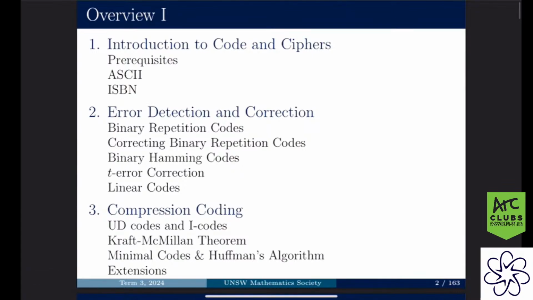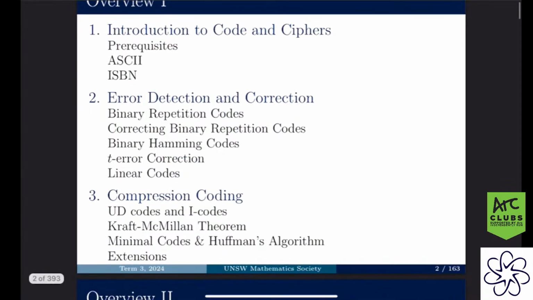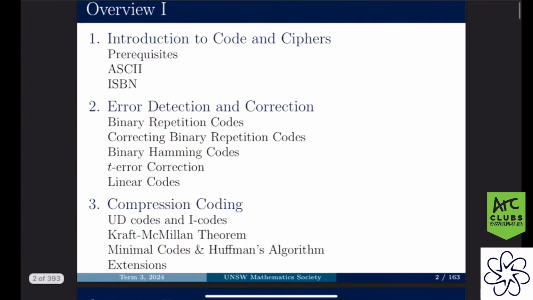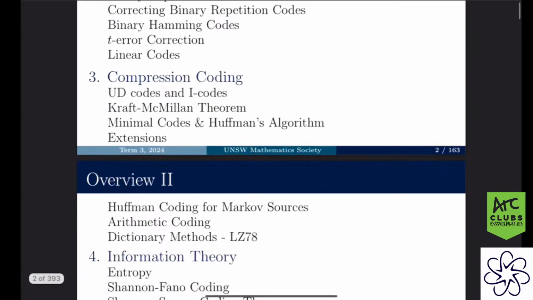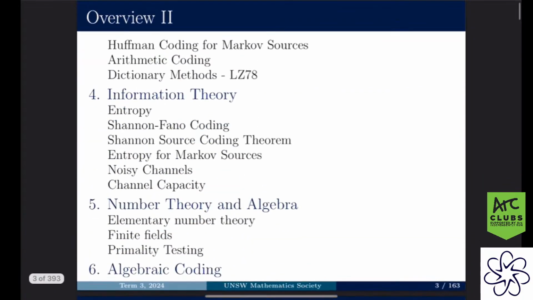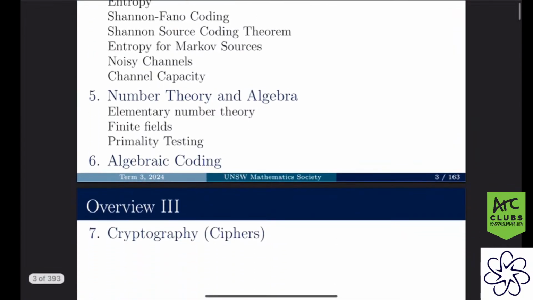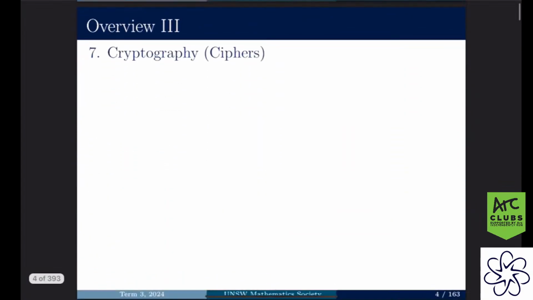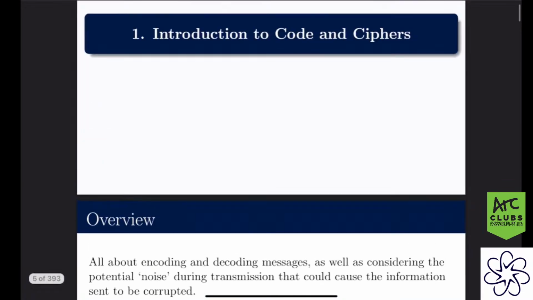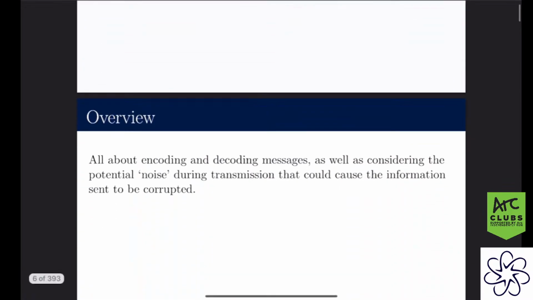So just a bit of an overview over the content that we'll be covering between today and tomorrow. First, we'll go over an introduction to codes and ciphers, and the basic codes such as the ASCII and ISBN code, then error detection and correction, and compression coding. Tomorrow on Tuesday, we'll be going over information theory, number theory and algebra, algebraic coding, and cryptography. Awesome. So first of all, an introduction to codes and ciphers.